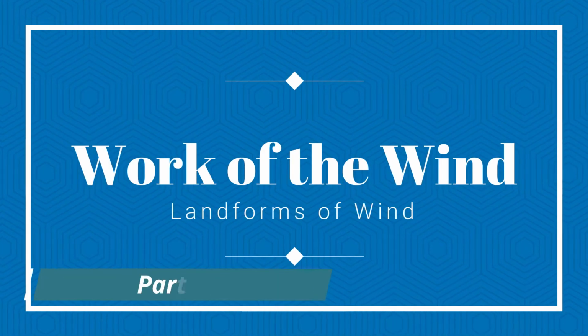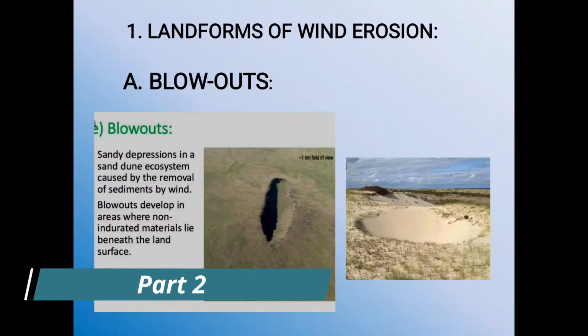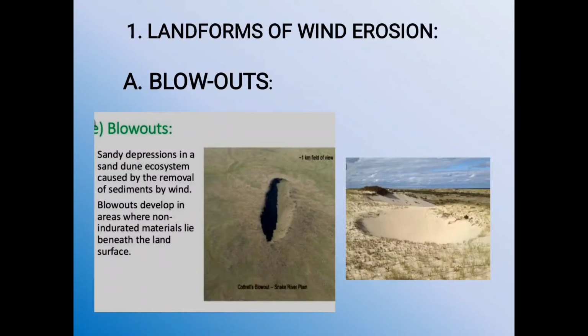Dear students, now in this video, we will see the work of wind. Now, we will see the landforms of wind erosion or the relief features created by wind erosion. First is blowouts. Wind erosion is accomplished through two processes: deflection, that is lifting of sand, and abrasion, sand blast action of wind upon the surface.